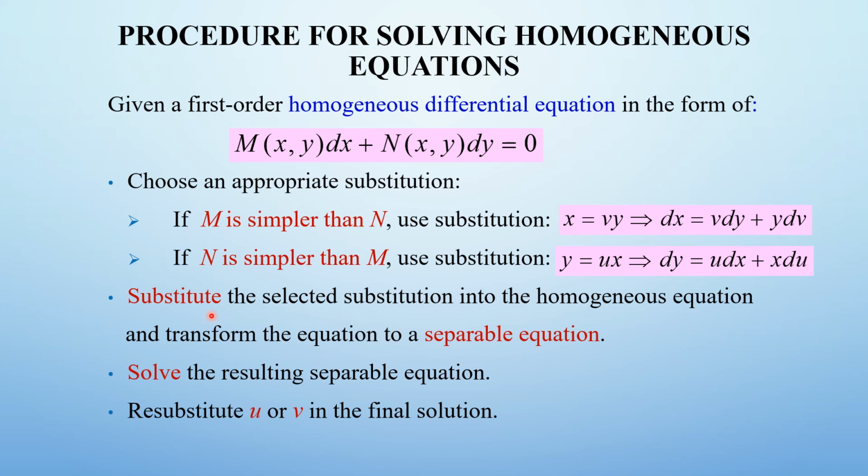Okay, so substitute the selected substitution into the homogeneous equation, and we shall see that the equation has been transformed from homogeneous to a separable equation. And we have already learned how to solve a separable equation. So solve the resultant separable equation, and finally we have to resubstitute u or v in the final solution. Okay, so this is the basic step. We shall look at some examples of how to solve a homogeneous differential equation.